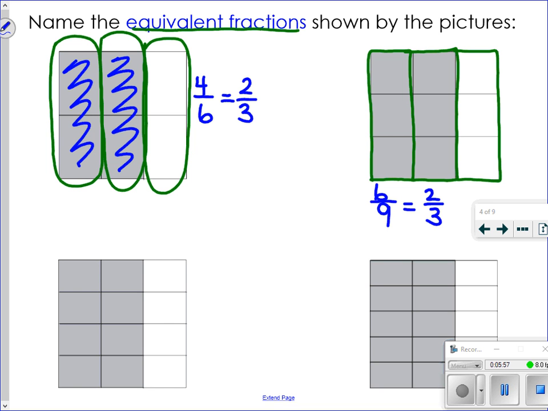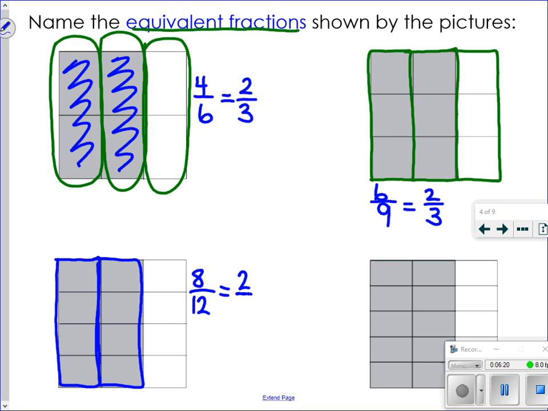Okay, look at this third one. I have 2, 4, 6, 8 sections that are shaded out of how many altogether? 12. But again, if I look at it this way, regroup it, I have 1 group that's shaded, 2 groups that are shaded out of 3 equal groups altogether. So 2 out of 3 equal groups are shaded. So 8/12 is also equivalent to 2/3.